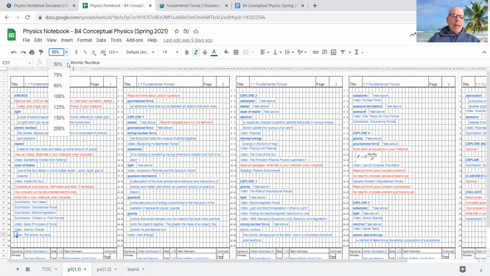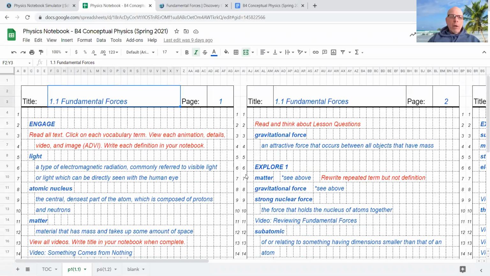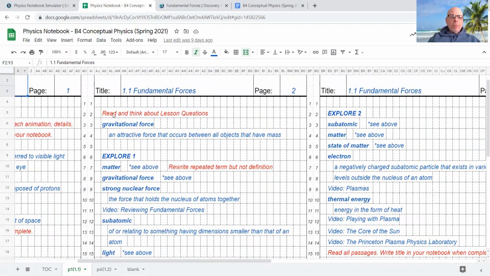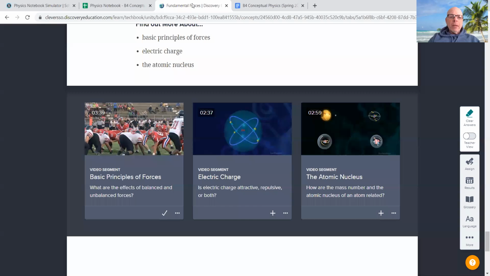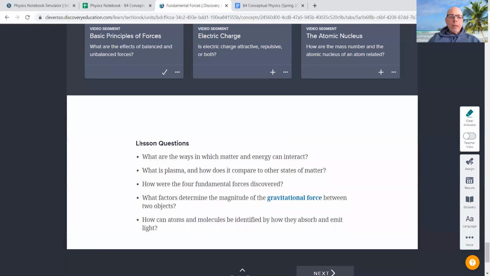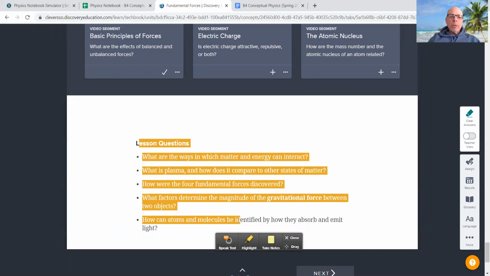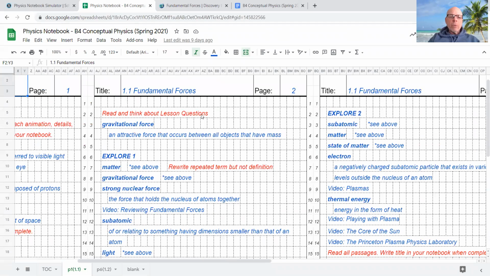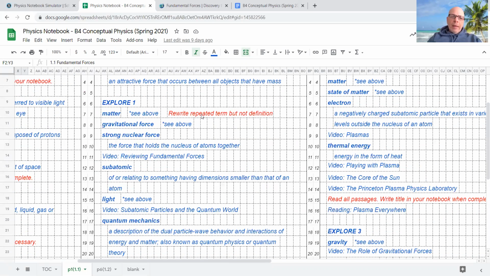And if you look at the next page, where once I filled this page and then I rolled over to the next page, it says read and think about lesson questions, gravitational force. Read and think about lesson questions. It doesn't say answer them. Read and think about them. And then there is a note to take there, gravitational force. If you do that today, I would consider you done.